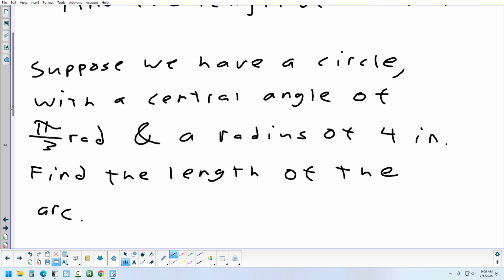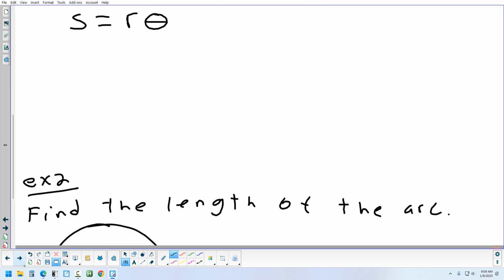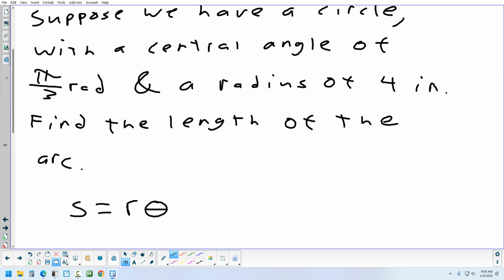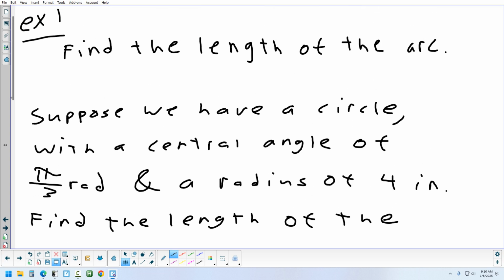Okay, so for this one, I wrote out a description of what we're going to do. And did I put a picture? No, that's the next one. Sometimes you might see a picture of what they want you to do. Sometimes you might just see a description. So this says, find the length of the arc.